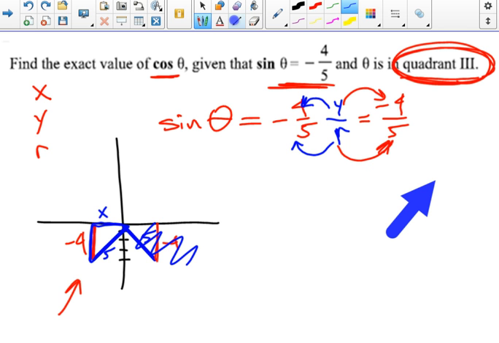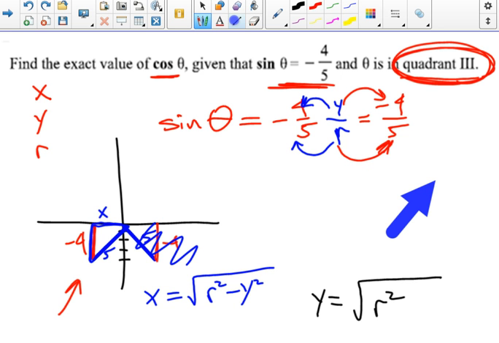Alright. To find either x or y, when you use the Pythagorean Theorem, you can set it up. You're going to end up doing this. So if you want to find x, it's going to be the square root of r squared minus y squared. If at some later time we need to find y, it'll look very similar. It'll be the square root of r squared minus x squared.